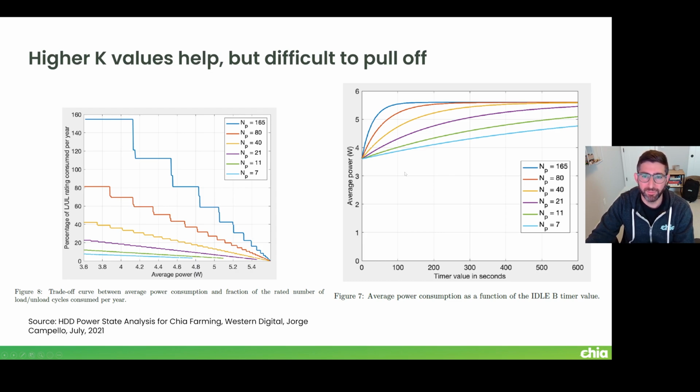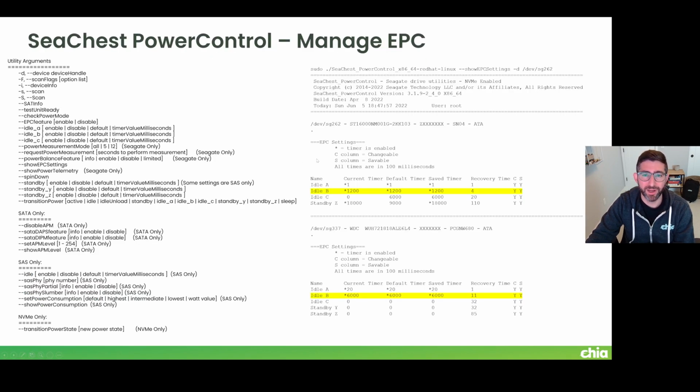So basically, the recommendation today is to have the drive sit in idle A, or just disable the idle B timer. If you're using K equals 32, you should absolutely disable the idle B timer if possible, or set that timer value somewhat high. The way you can do that is, Seagate has a tool called SeaChest PowerControl, with which you can manage your EPC settings. You can show your EPC settings to see what timers are on the drive.